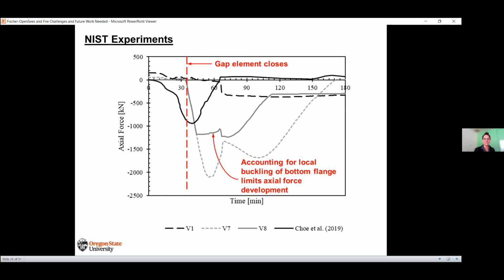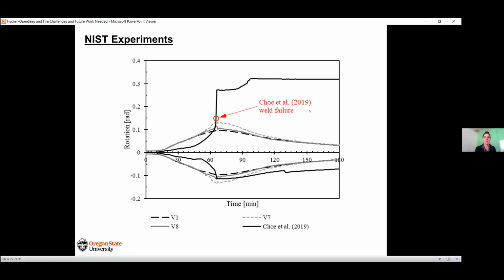This gray dotted line is if we do not consider beam local buckling of the bottom flange, and the solid gray line is when we do. So we can see that we are getting closer to the actual axial force in the connections if we are actually considering limiting that because there's damage in the beam. And then, the last part I'll show you is the rotation of the connection.